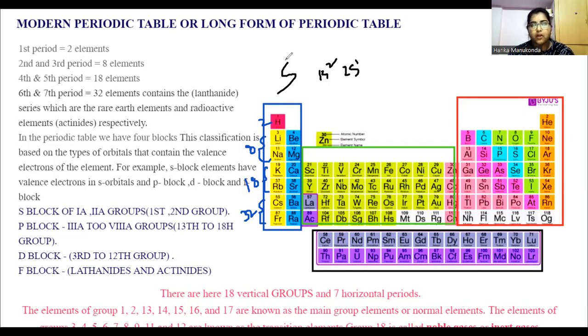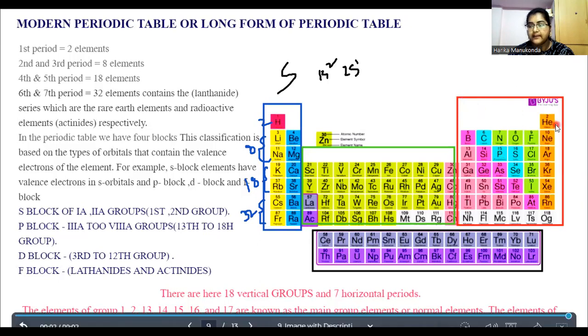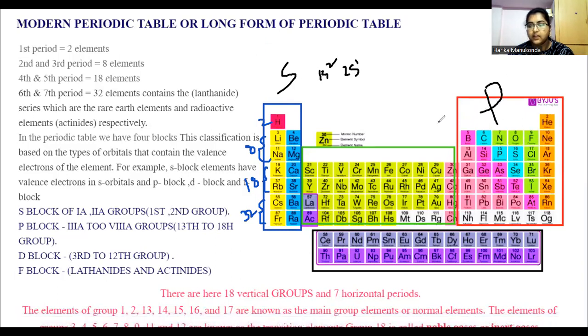Now we are going to the P block. In the P block, all the valence electrons are placed in the p orbital. That's why it is named the P block. In the same way, in the D block all the valence electrons are placed in the d orbital. That's why we call them D block elements. In the same way, all the elements placed in the f orbital are called F block elements. These are also called lanthanides and actinides. We can say this is the 4f and 5f series.